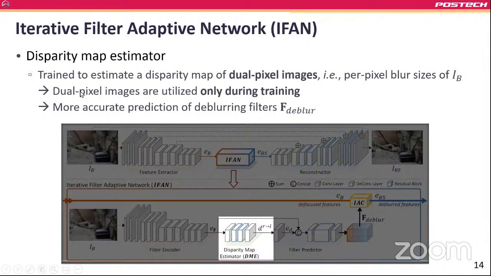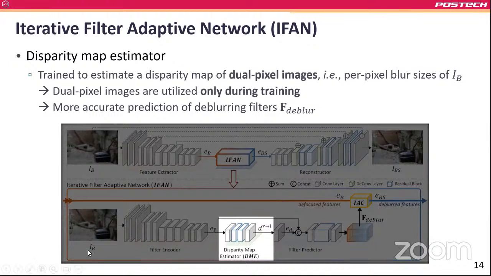One is the disparity map estimator. At the beginning, I mentioned that the defocus blur size depends on the depth or distance from the camera. Also, we know that the depth from the camera is related to disparity in the case of stereo images, right? In our data set, we have dual pixel images. That means we have left and right stereo images, right?